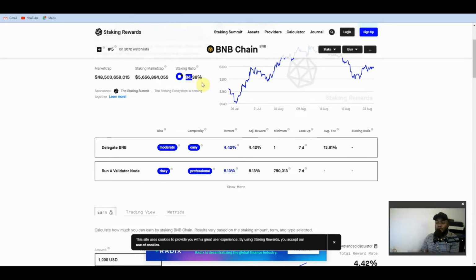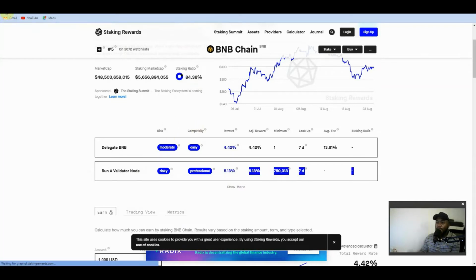If they were transferred to an exchange, it shows you what? That selling is about to happen. Run a validator node, risky. Professionals on how many validator nodes, 5.13%, and all these things. You can see the amount here.